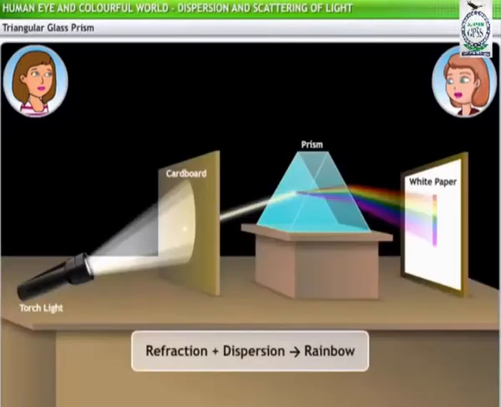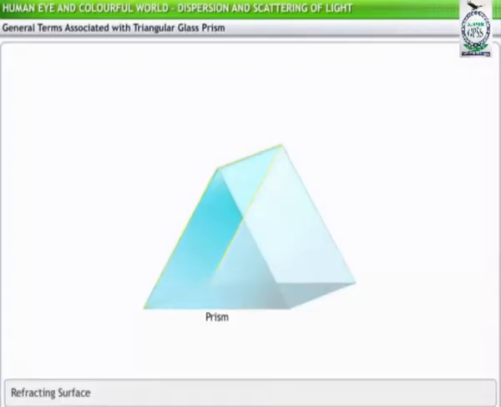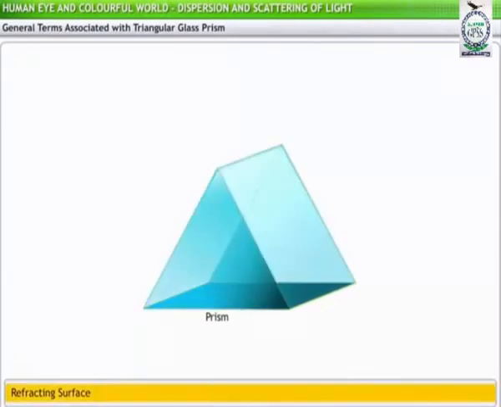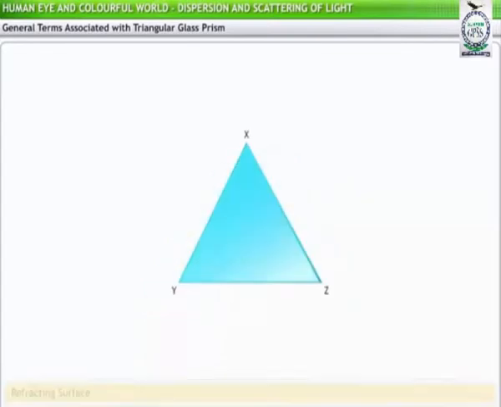The formation of a rainbow is a combined effect of refraction and another phenomenon called dispersion. Let's begin with refraction and review the general terms associated with the triangular glass prism. The rectangular faces in a triangular glass prism are known as refracting surfaces. The line along which the 2 refracting surfaces meet is known as the refracting edge of the prism. The angle between the 2 refracting surfaces, denoted by the capital letter A, is called the angle of the prism or the refracting angle.